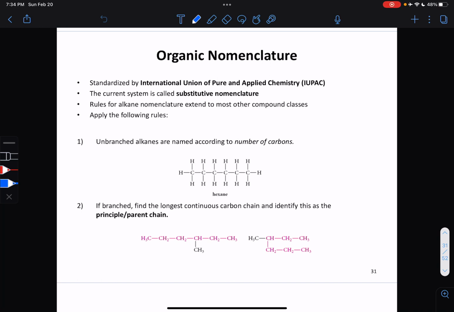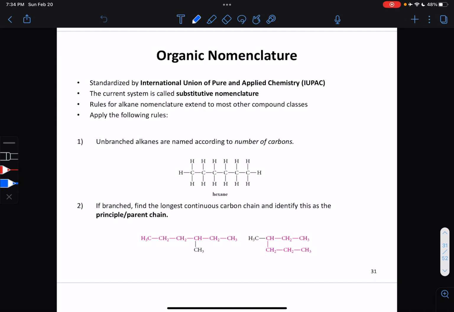Hello, students. We need to talk about organic nomenclature. And in this section, we're just going to do alkanes. We're not going to do alkenes, alkynes, alcohols, amines, ethers, anything like that. Just our basic alkanes.